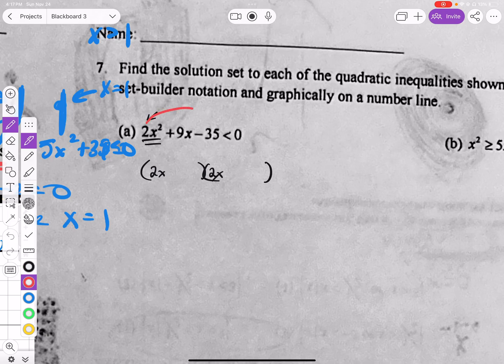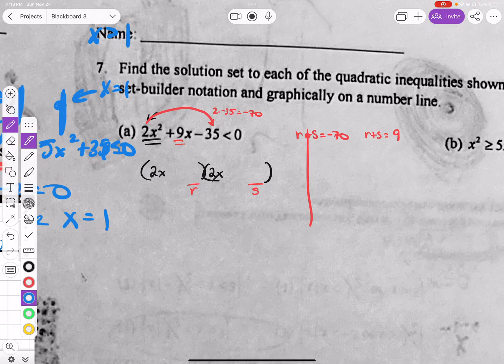I do a times c. 2 times negative 35 is negative 70. I'm looking for two numbers, r and s. They have to multiply to that negative 70, but they have to add up to the b term, the 9.